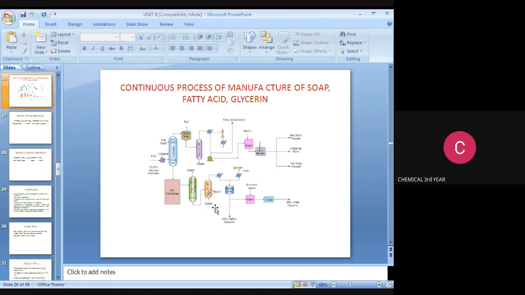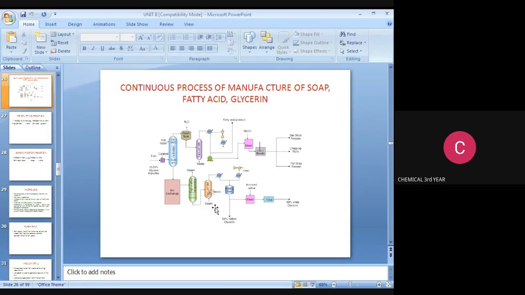What is the temperature range? It is 230 to 250 degrees Celsius. What is the pressure maintained in the hydrolyzer? 40 to 45 atmospheric pressure. And then in this hydrolyzer, we are producing the top product, fatty acid, and the bottom product, glycerin.